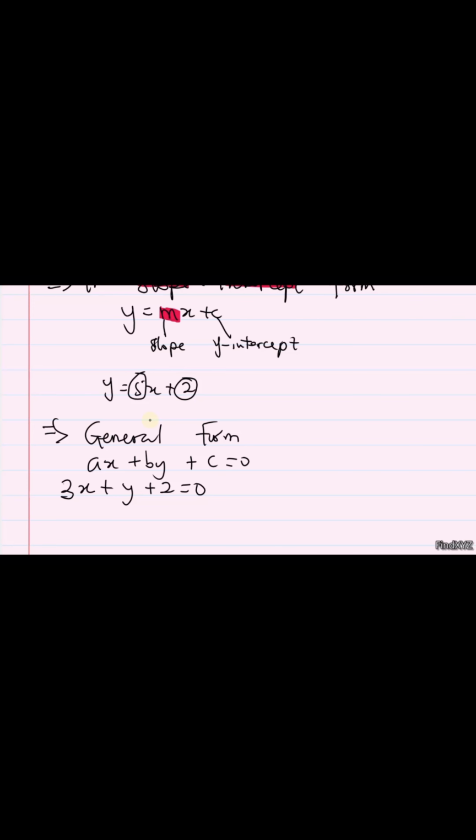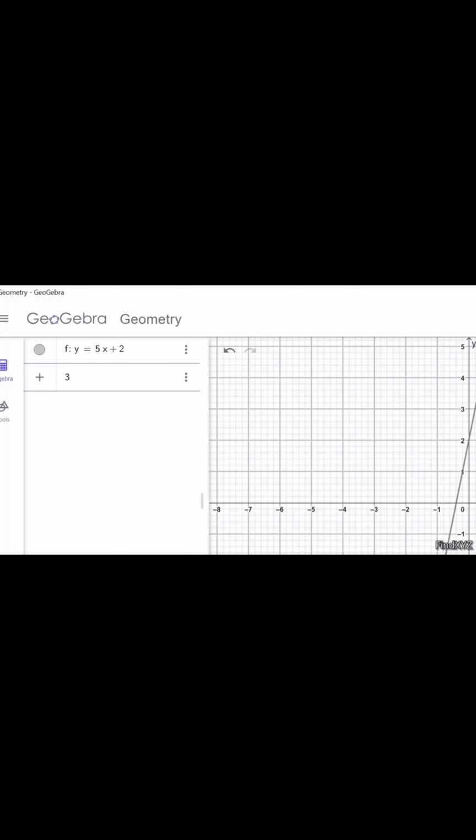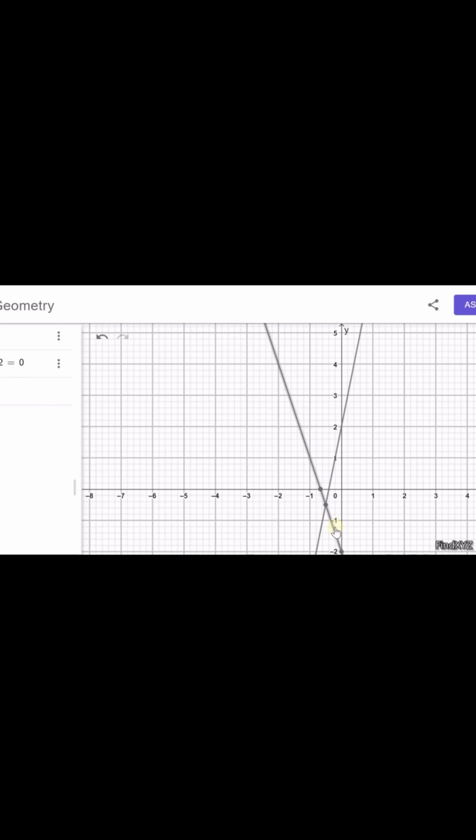When we plot this one on the graph, we are going to get a line. So let's go back to GeoGebra and plot this and see for ourselves whatever we are going to get. So we have 3x plus y plus 2 is equal to 0. Do you see we have a line? Okay, so it's just a line, but another way of representing it. Is that okay? So take note of that.